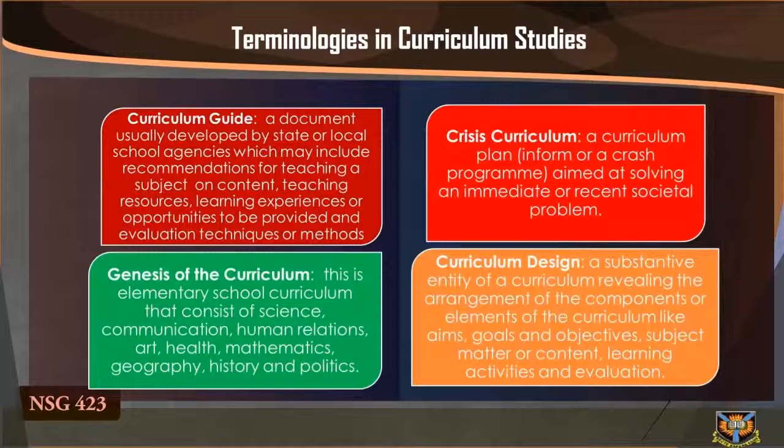Genesis of the curriculum: this is the elementary school curriculum that consists of science, communication, human relations, arts, health, mathematics, geography, history, and politics. Curriculum design: a substantive entity of a curriculum, revealing the arrangement of the components or elements of the curriculum like aims, goals, and objectives, subject matter or content, learning activities, and evaluation.